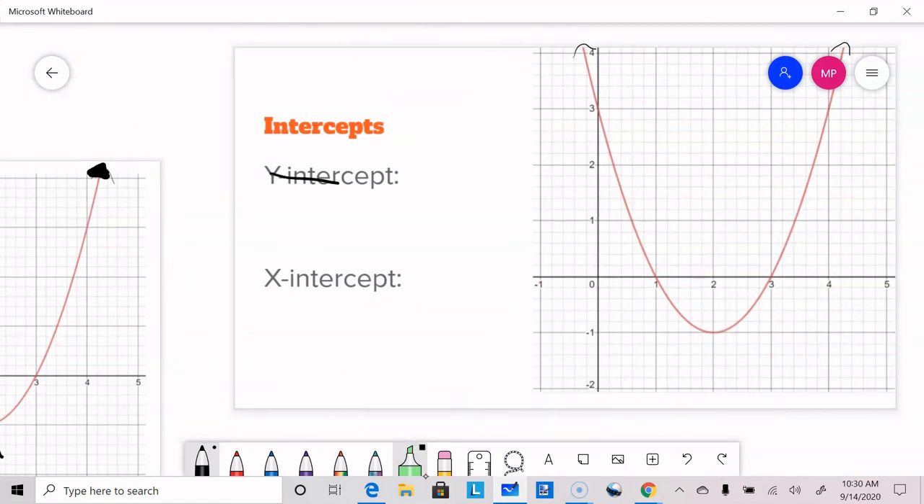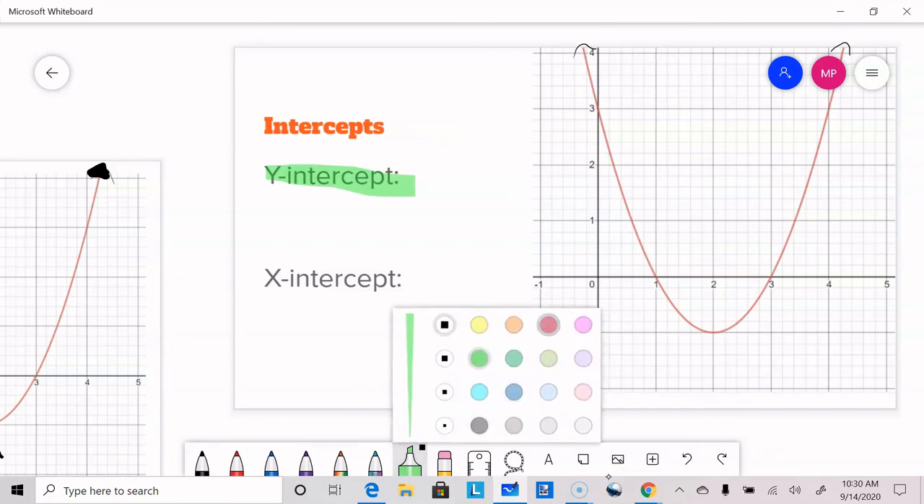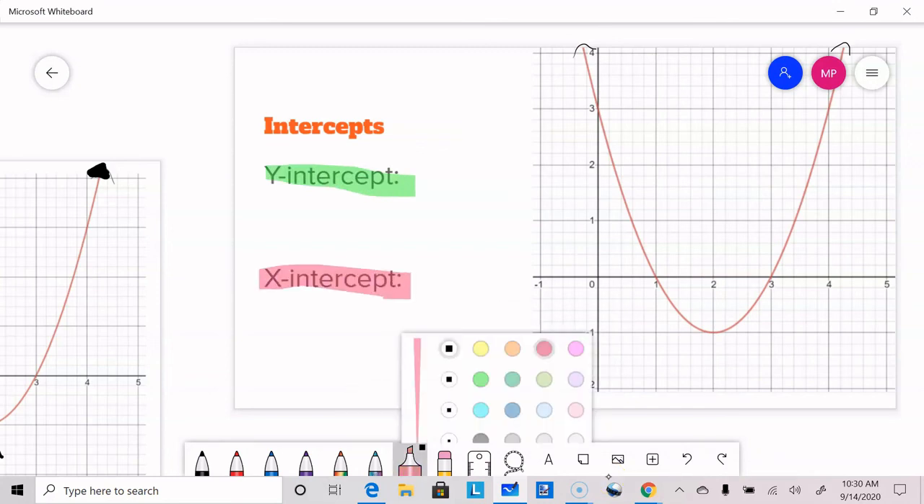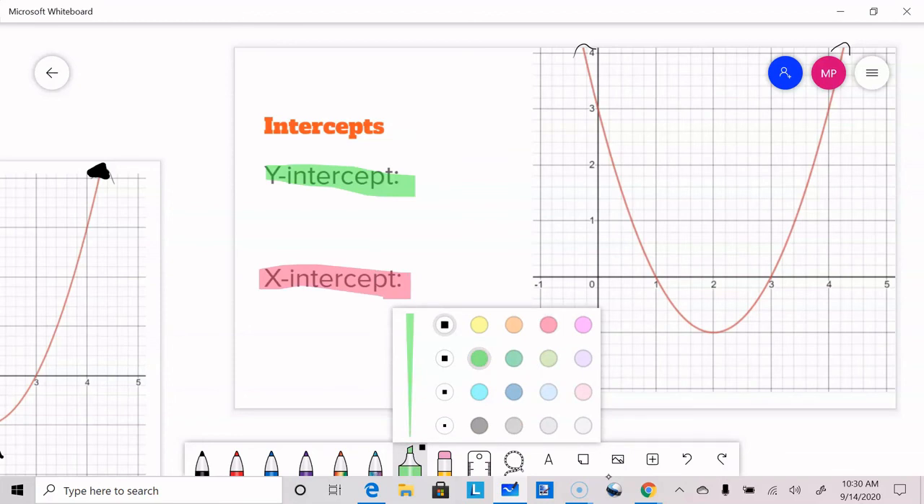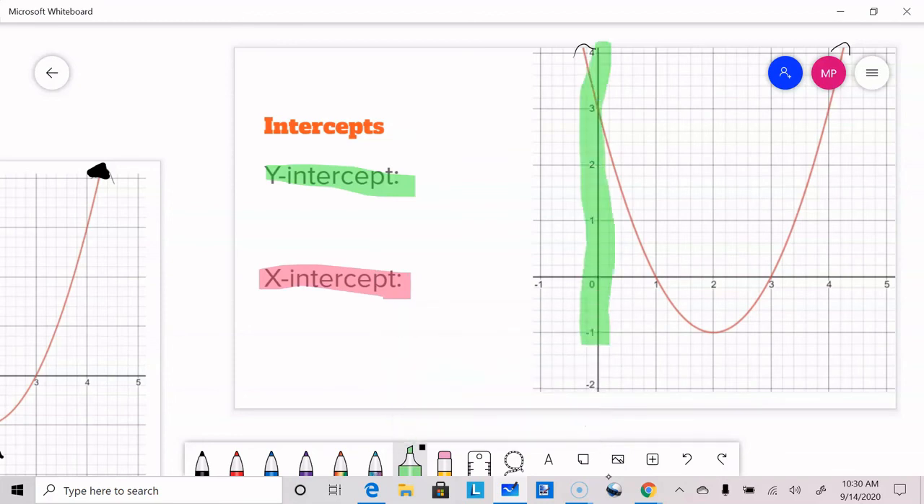So what I'll do is I'll highlight our x and our y so we know what we're looking for. We'll look at y-intercept first since that's our first one on the list. So we're looking for where it crosses the y-axis. So we're looking for where does it cross that highlighted. And it looks like right about here is where it crosses once.